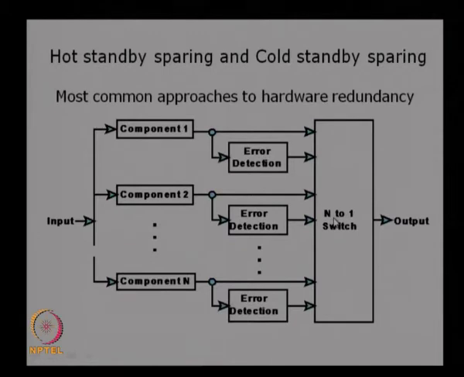Unlike the triple modular redundancy, where TMR can mask only one error, here we can mask any number of errors depending on the number of hardware units we provide. So, that is the standby sparing method.